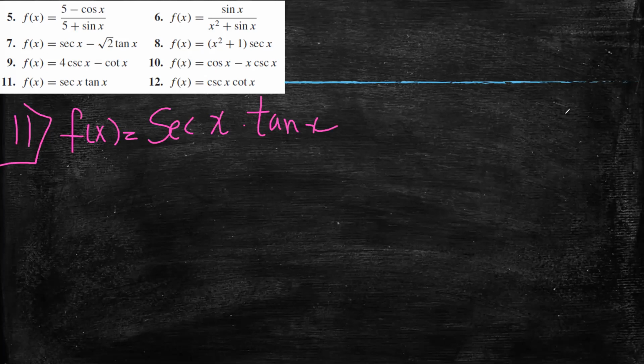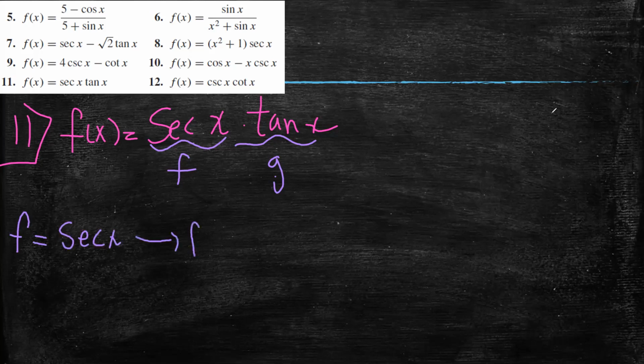Can you write on the screen? No. Okay. So the first step, what do you have to do? The secant is f and the tan is g. Then f is secant x.